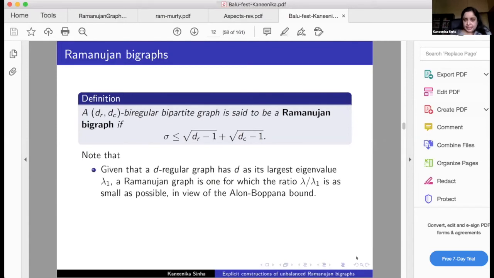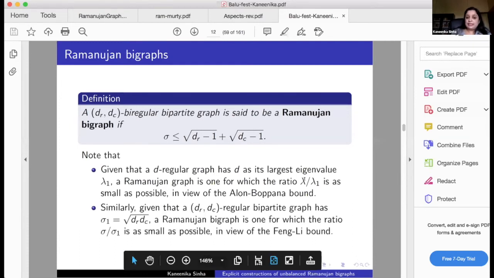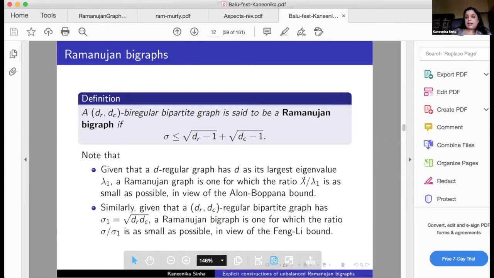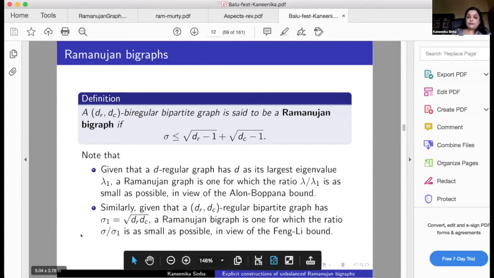Note the following. Given a d-regular graph, we know that d is its largest eigenvalue. So a Ramanujan graph, by definition, is one for which the ratio of lambda over lambda sub 1 is as small as possible, in view of the Alon-Boppana bound. Similarly, when you have a dr-dc regular bipartite graph, a Ramanujan bigraph is one in which the ratio of sigma over sigma sub 1 is as small as possible. This is in view of the Feng-Li bound.